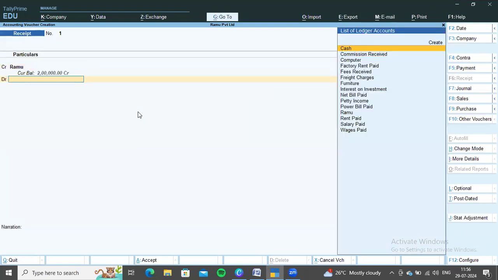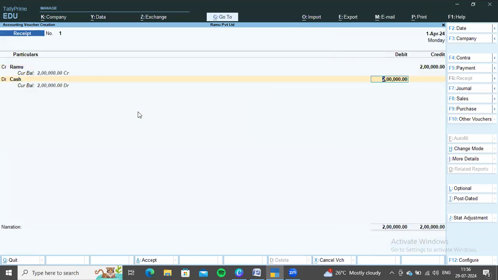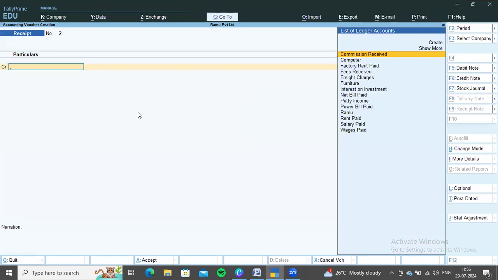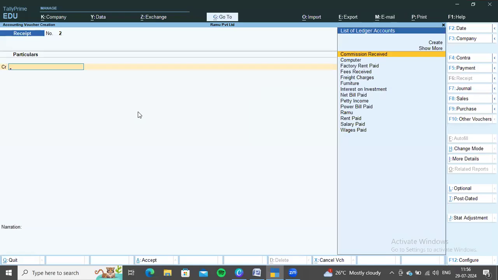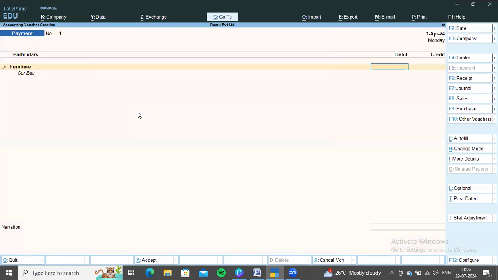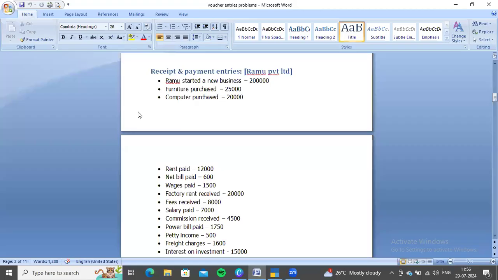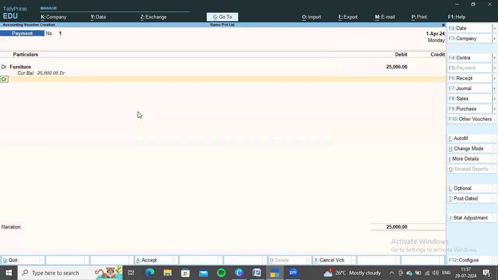And debit cash account as cash is coming in. Control A. Next, furniture purchased. Here furniture purchased means we paid cash. It is a payment. So press F5 and debit furniture account as furniture is coming in. How much? 25,000. And credit cash account as cash is going out.